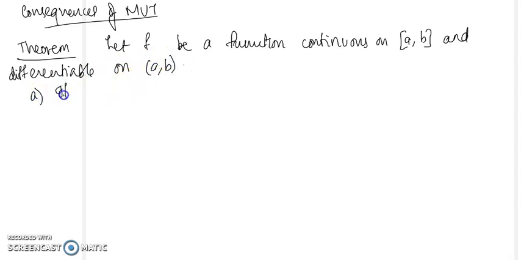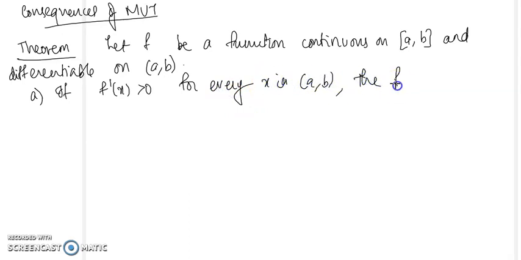Then if f dash of x is greater than 0 for every x in the open interval AB, then f is increasing on the closed interval AB. So this was a theorem we have seen.